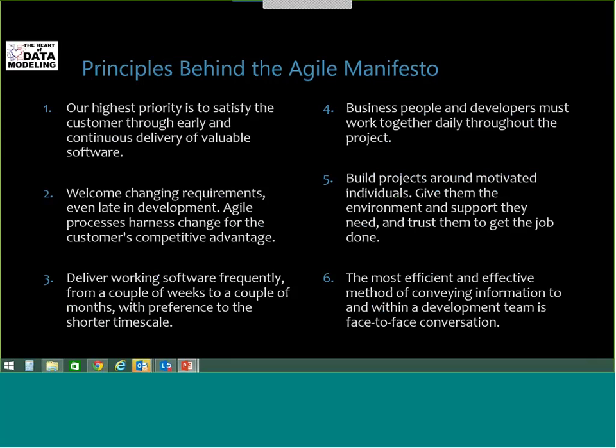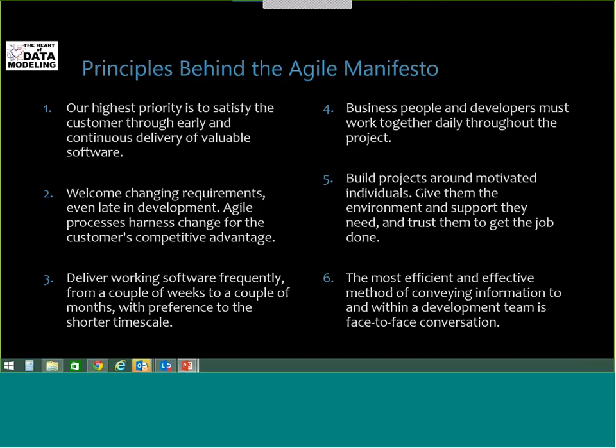Our highest priority is to satisfy the customer through early and continuous delivery of valuable software. I think that's a wonderful thing. As a data modeler, we could say our highest priority is to satisfy the customer through timely, flexible and iterative delivery of valuable data. It's the same sort of concept.